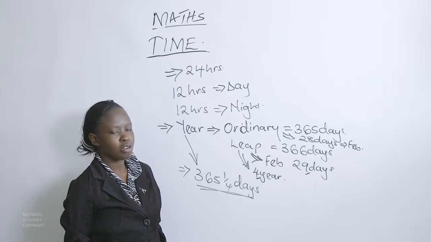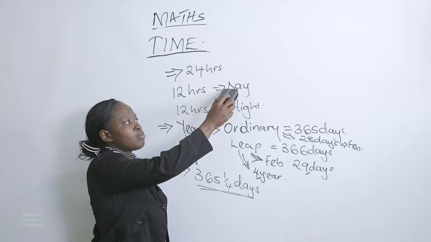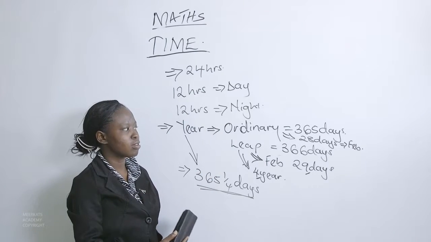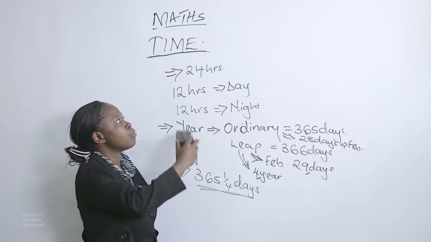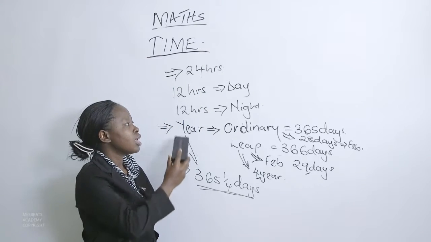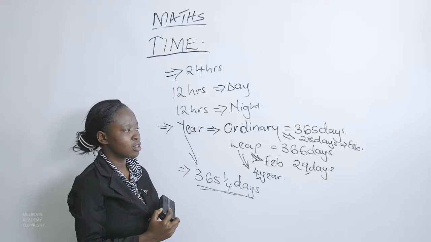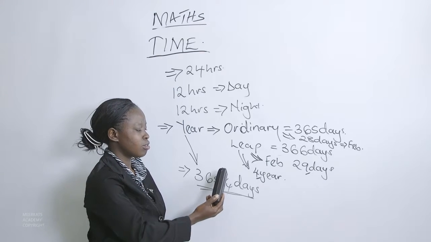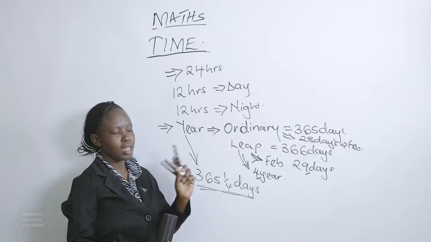And in the process of revolving around the sun, we have the number of hours that we will be experiencing the sunshine and the number of hours that we will not be experiencing the sunshine, which brings about the day and night. So a day is made up of 24 hours. We have 12 hours that we experience sunshine, and we have 12 hours that we do not experience the sunshine. The revolution of the earth around the sun will take 365.25 days. In that, we are saying that we have an ordinary year and a leap year.